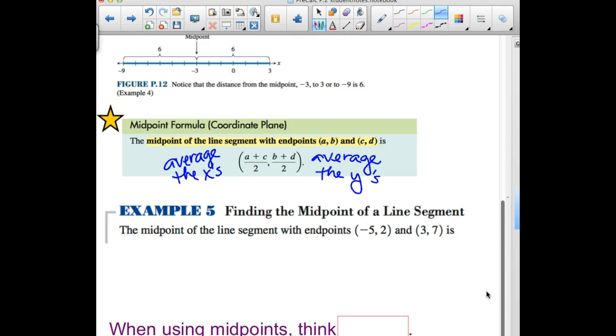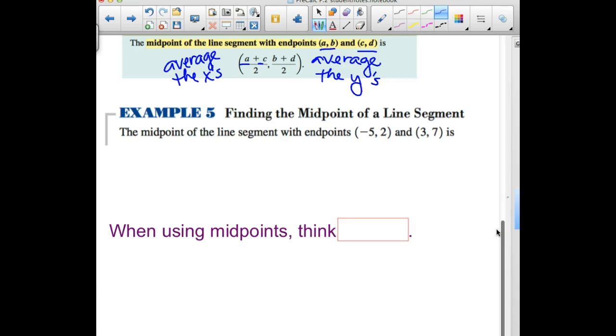All right, so if we have coordinates (a, b) and (c, d), we're going to add a and c, the two x coordinates, add them together, divide by 2 to average them out. Same thing with b and d, adding those two y coordinates and averaging them out.